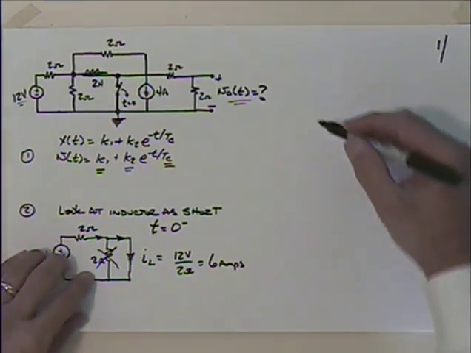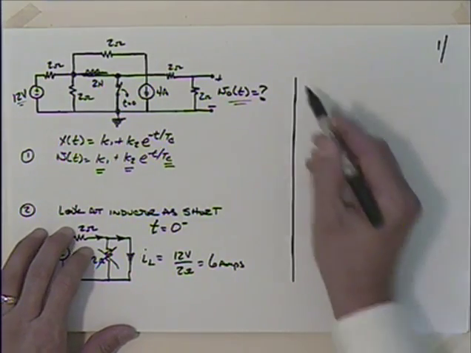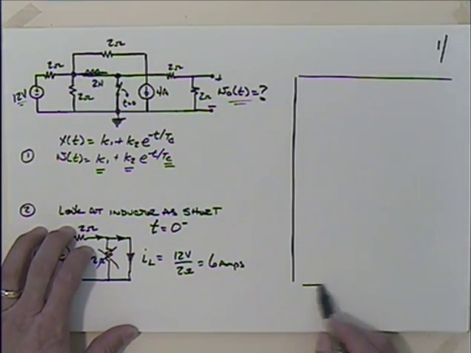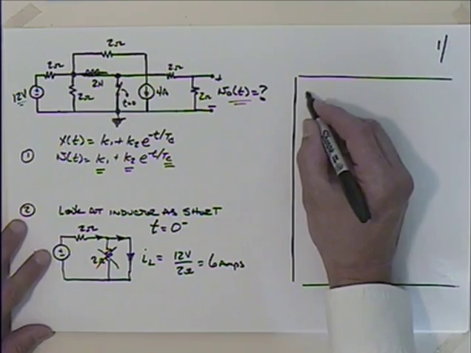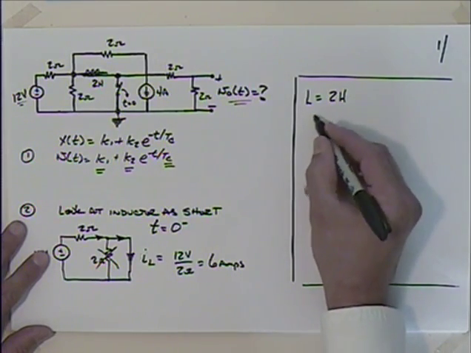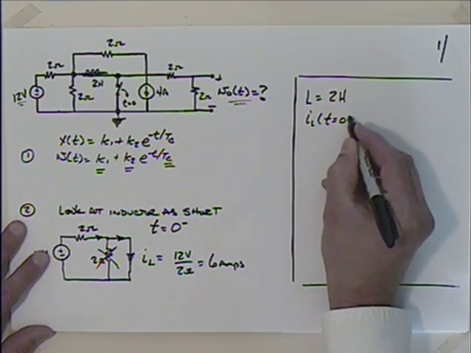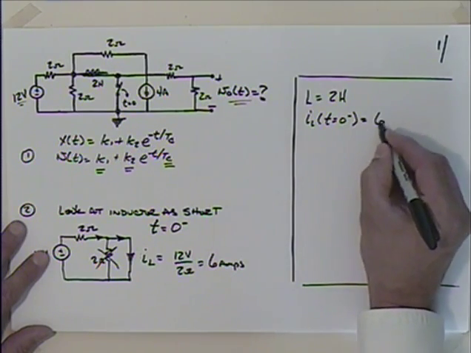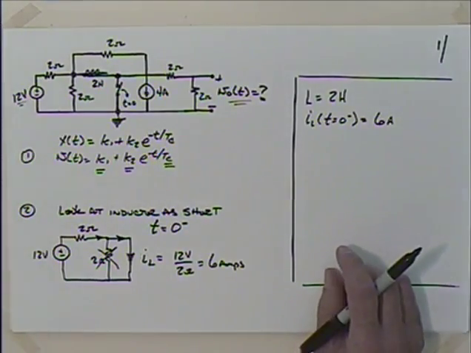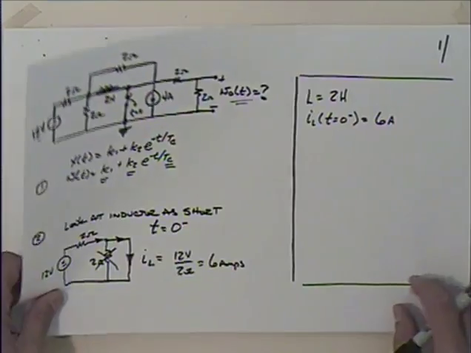Okay. Well, let me use some real estate here to build our scorecard. So we're going to say that the inductor is equal to 2 henries. And we just found that I through the inductor at t equals 0 minus, if you will, is equal to 6 amps. Well, with that, we're ready to move on to number 3.